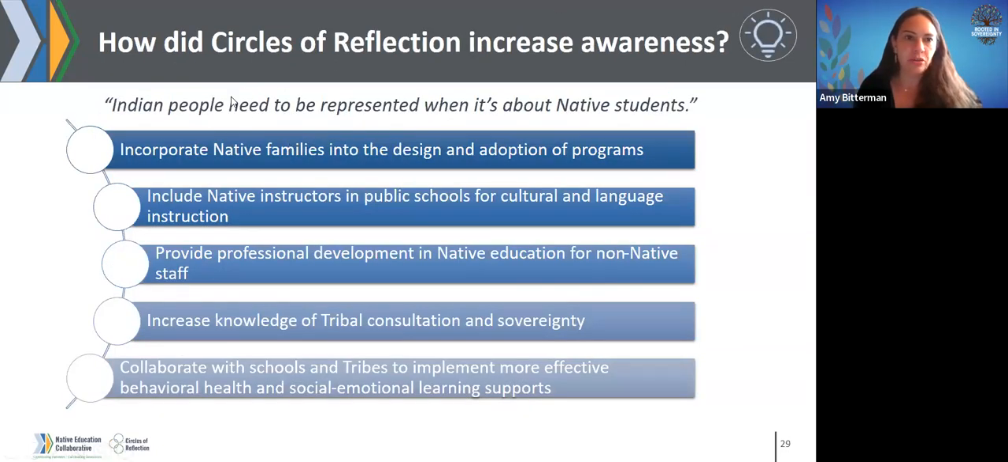So here's just a little taste of some of the things that we noted in terms of increased awareness. Definitely on the part of the SEA, they came out of the circle really understanding that tribal communities needed to be involved, and much more involved than they have been across the board. That tribes should be acknowledged as sovereign nations, and the importance of tribal consultation and of tracking that tribal consultation, and that tribes really need to be part of decision-making about all Native education related initiatives. And there's a number of other things that we noted during the first few circles in all of the states.